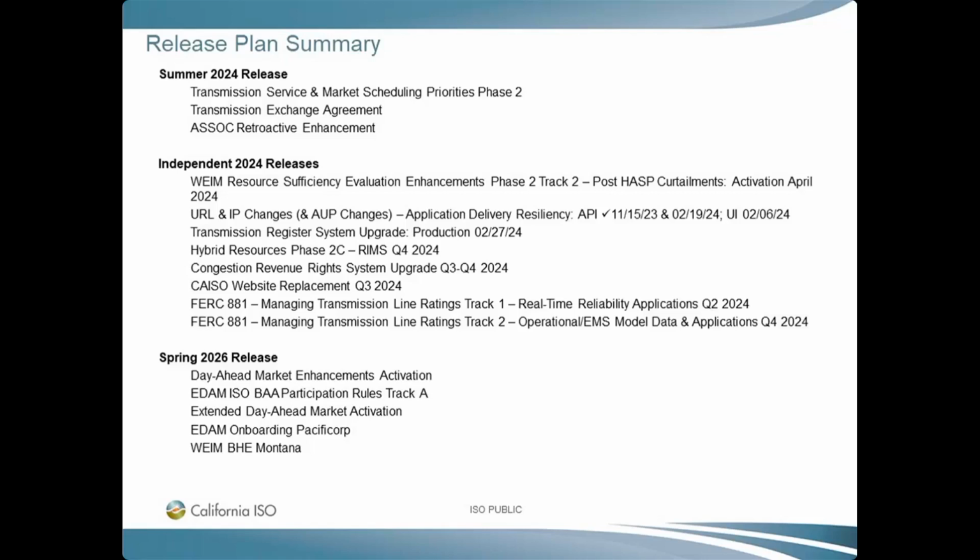For Independent 2024, we have RSEE Phase 2 Track 2 for April 2024. We have our URL and IP changes that continue, and then the TR system upgrade. We have hybrid resources, 2C, our CRR system upgrade, KISA website replacement, and then FERC 881. And then looking ahead to 2026 activation, we have DAME and EDAM ISO BA participation rules, as well as the EDAM activation and onboarding, and then also our WEIM onboarding of BHE Montana.